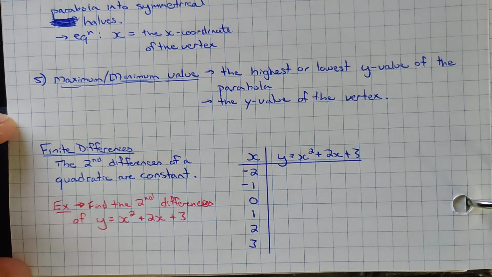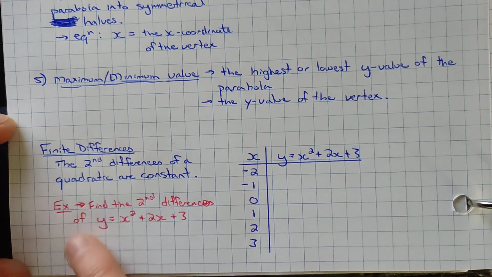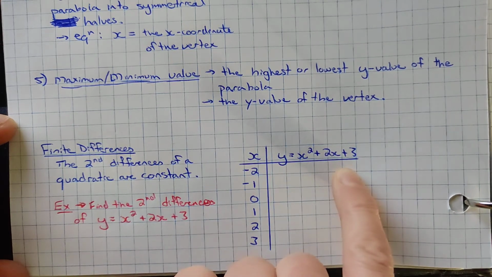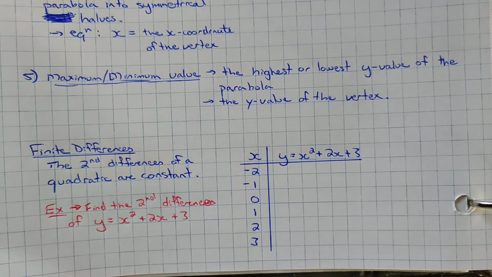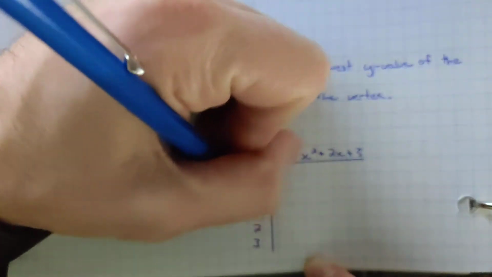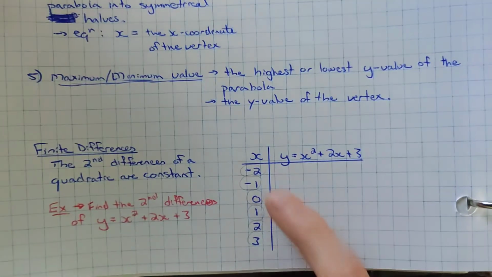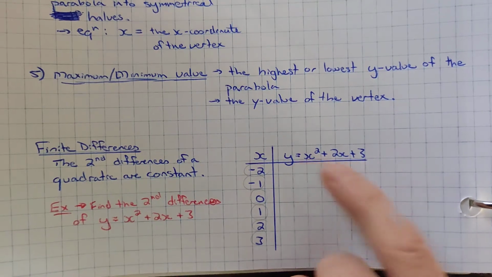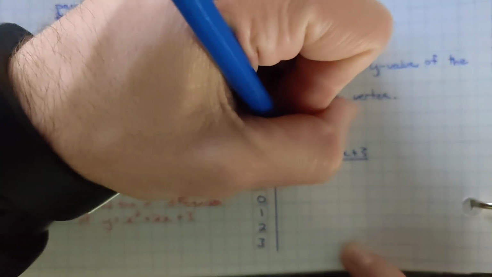And for those of you who are not recalling that, we're going to make a table of values and then calculate these differences. So in this case here, we're going to find the second differences for the equation y equals x squared plus 2x plus 3. So I have the equation up here, and how I would calculate my table of values, I picked -2, -1, 0, 1, 2, and 3 as my x values, and I'm going to just plug them in for the x here.